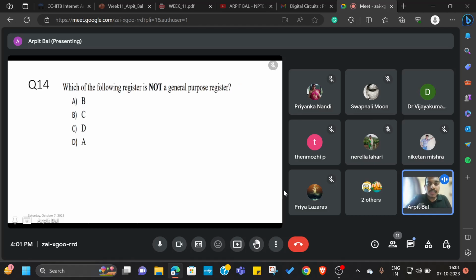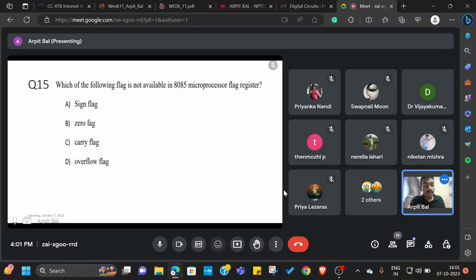Which of the following registers is not a general purpose register? B, C, D, or A. A. Yeah, so A is basically an accumulator. So B, C, D are the general purpose registers that are available in the 8085 microprocessor. Sorry. So which of the following flags is not available in the 8085 microprocessor?